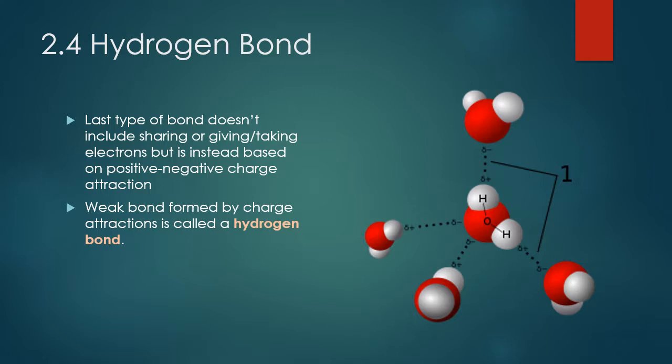There's one last type of bond that doesn't involve sharing or giving or taking, but instead is based on a positive negative charge attraction. So we talked about hydrogen and oxygen go together to form water, and that this is a polar covalent bond, meaning a bond with shared electrons. So here's our 2 hydrogens and oxygen, but they end up with sort of a positive charge by the hydrogens and a negative charge by the oxygen.